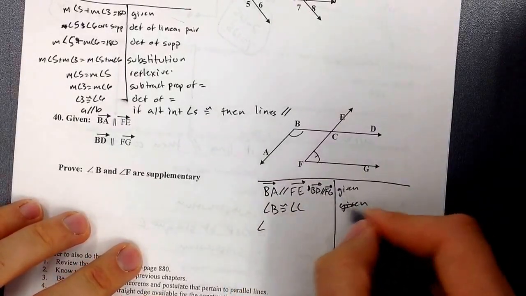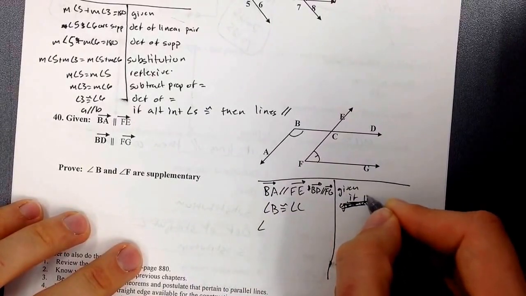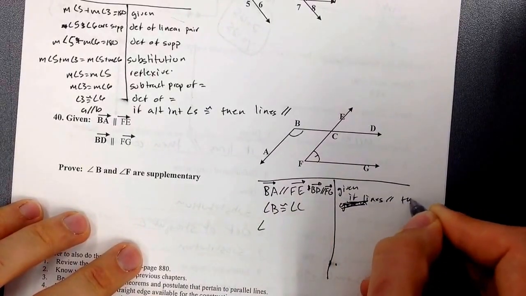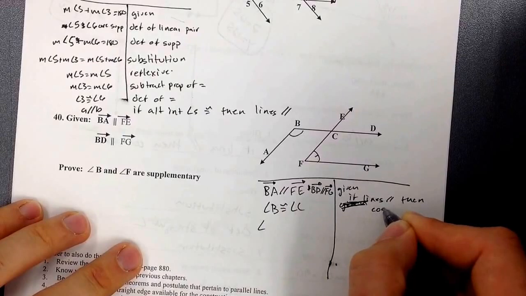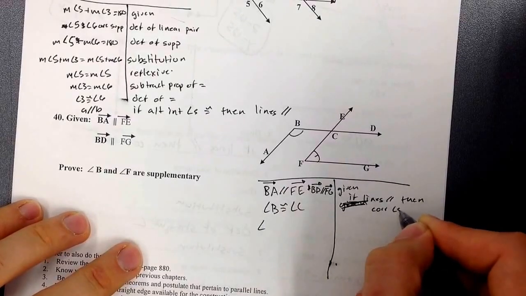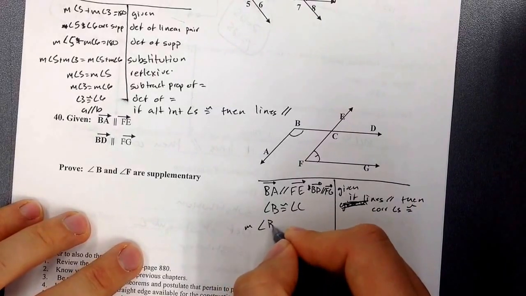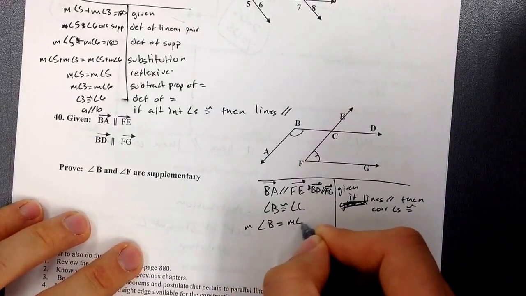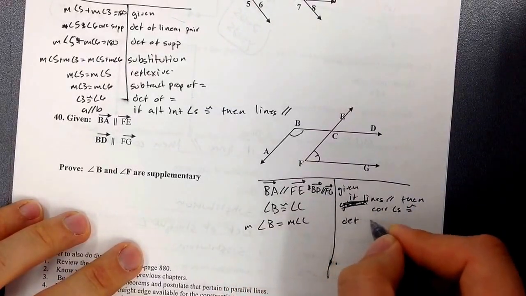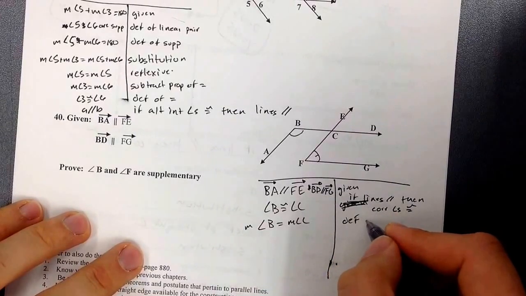Now it's not given, gracious. If lines are parallel, then corresponding angles are congruent. You know what, we'll go through the fancy way. Measure of angle B is equal to the measure of angle C. Definition of congruency. I'll use an equation for this.